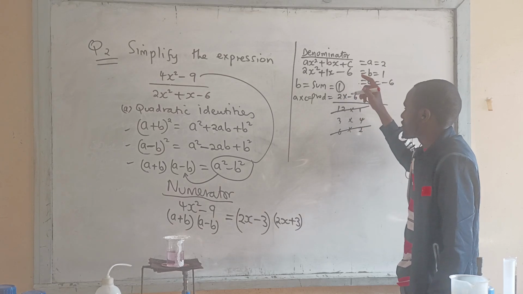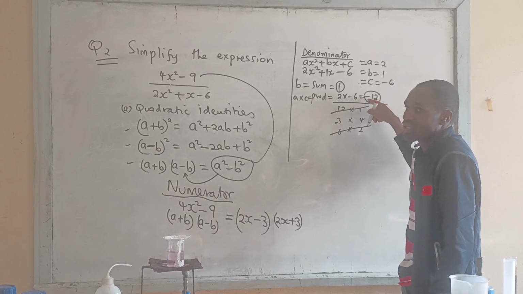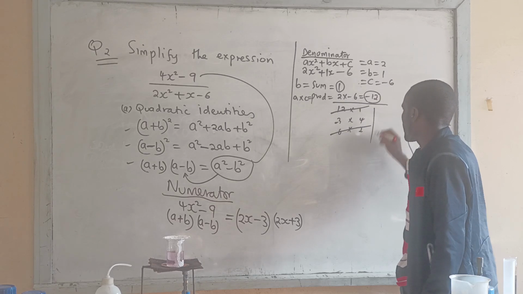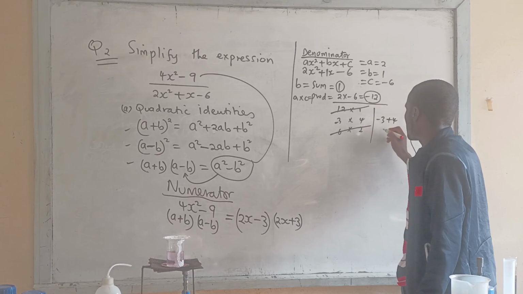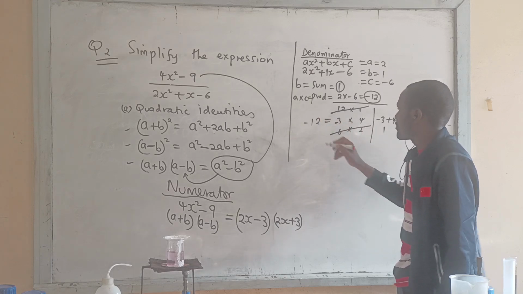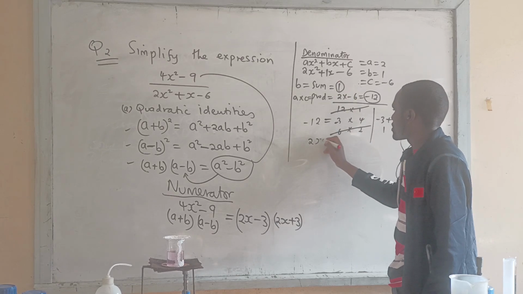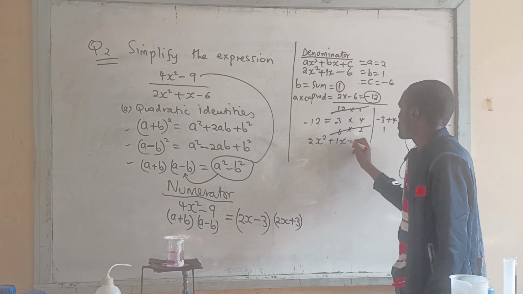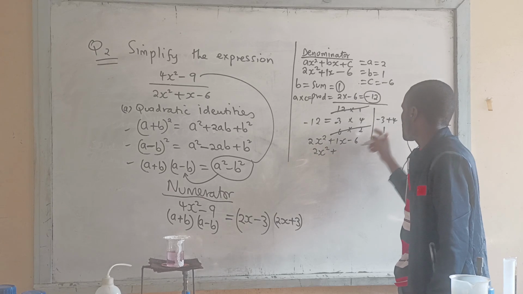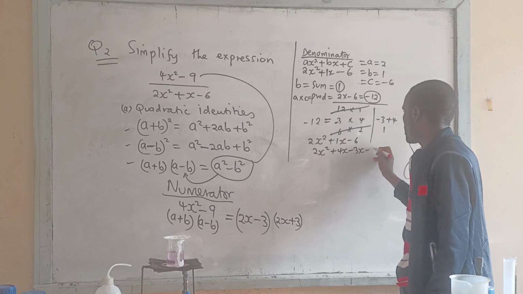But the sum is positive, so the smaller number becomes negative, because the product is negative. So -3 times 4 is -12, and -3 plus 4 gives us 1. So we obey our sum and product. So 2x squared plus 1x minus 6 can be written as 2x squared plus 4x minus 3x minus 6.